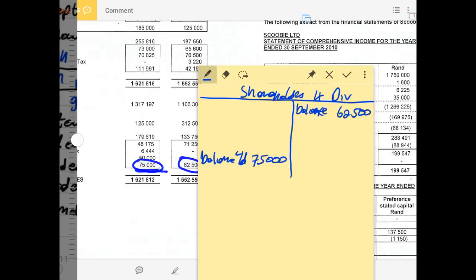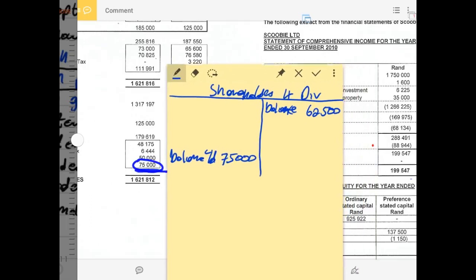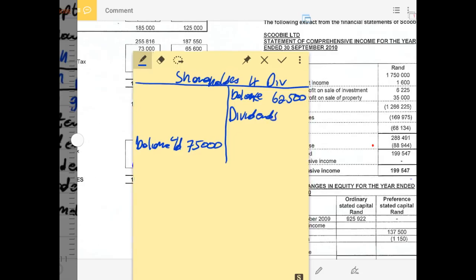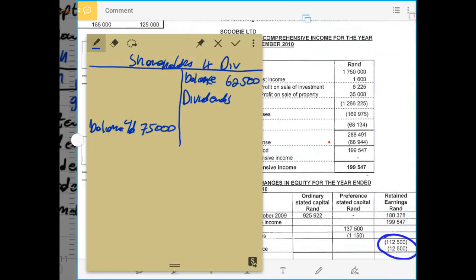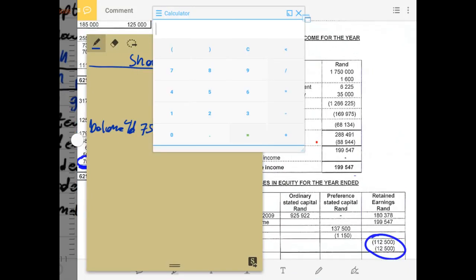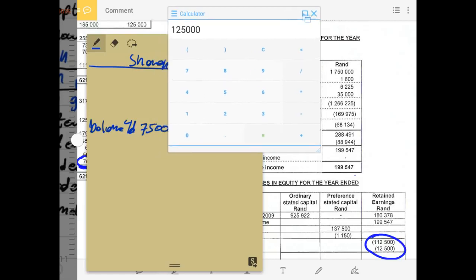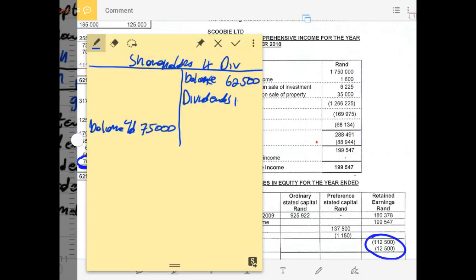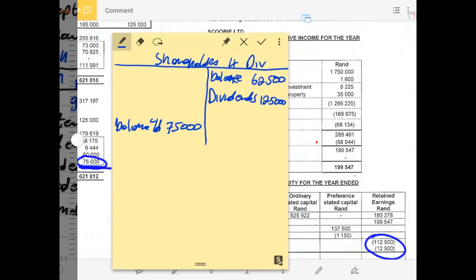Then now we have to record dividends that were declared in the current year on the credit side as dividends. Those dividends are the ones that we take from the statement of changes in equity. In the statement of changes in equity, we have to add both dividends, the 112,500 of the ordinary plus the 12,500 of the preference. That will give us 125,000 of the dividends that were declared during the current year. Then we record that as 125,000 rands on the credit side of the ledger account of shareholders for dividends.